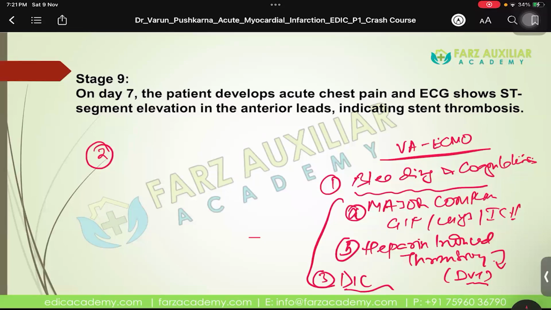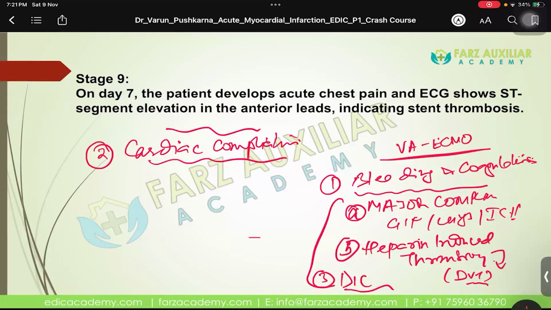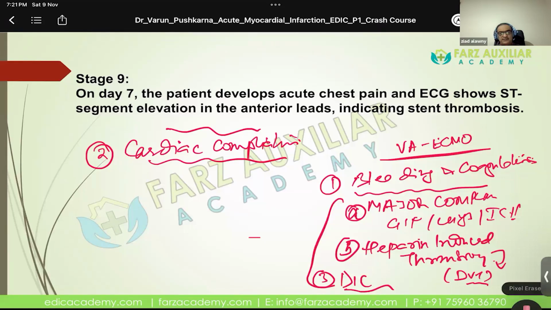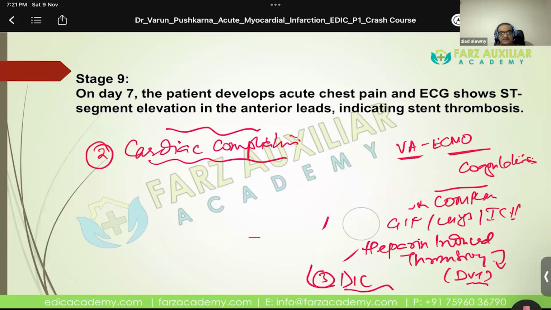So the second set of complications are cardiac complications. What cardiac complications can occur on a VA ECMO? Any idea? Left ventricle strain, or why? After improved contractility, this one will happen, yes.